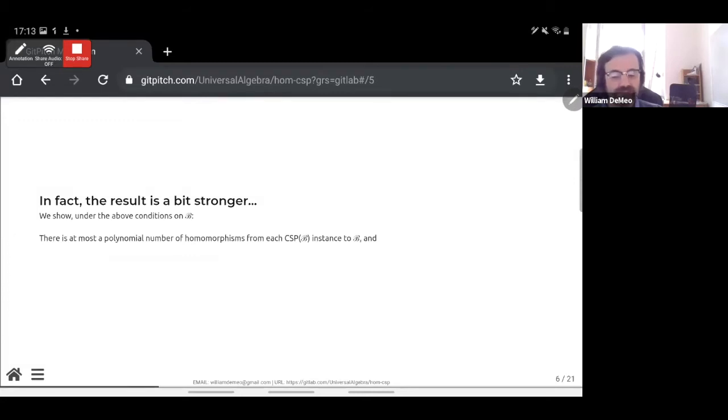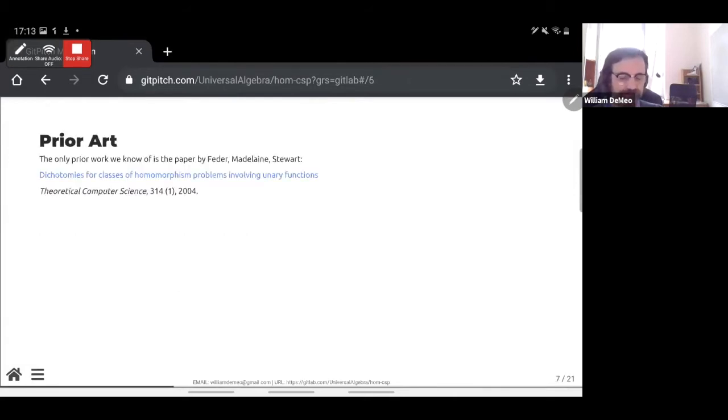Okay, so not only do we know that it's in P or NP complete, but also we can put a bound on the number of homomorphisms. And we can effectively enumerate these. In fact, that's how we prove that this is in P or NP complete. So that gives us this polynomial algorithm for CSP of B.